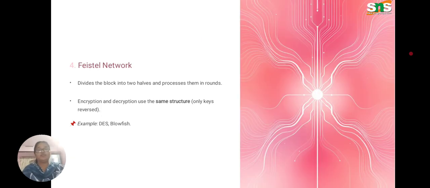The next slide is about the Feistel network. Feistel is one of the important structures in cryptography. Here the data block is divided into two halves, then it goes through multiple rounds of processing. The advantage is that the same structure is used for both encryption and decryption, and only one key is used to reverse the process. The DES algorithm and the Blowfish algorithm use the Feistel network.